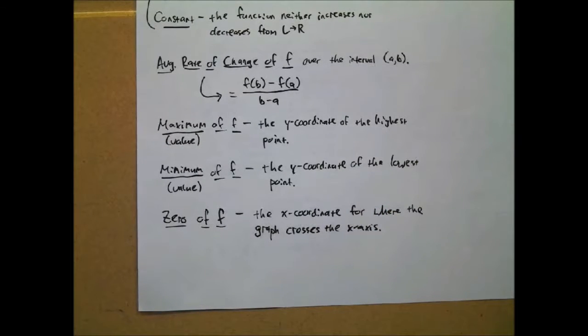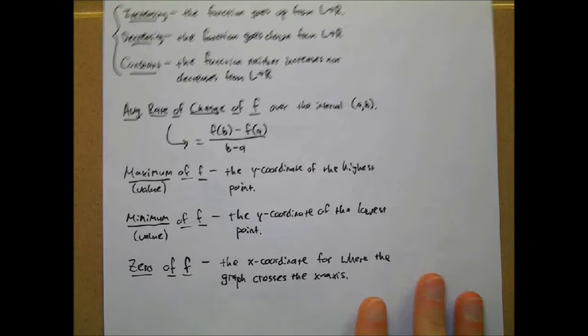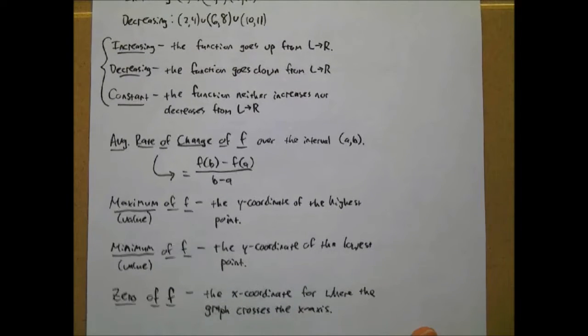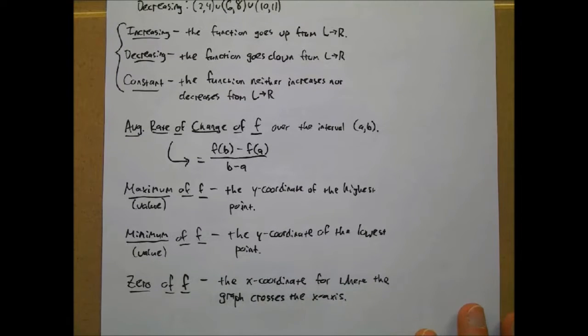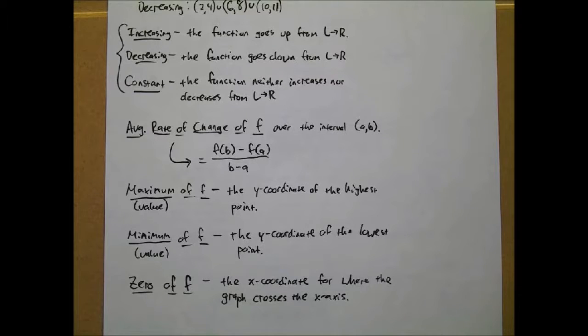All right. So, that's all of our vocabulary there for that. And so now we'll just do a couple examples. A lot of vocab here we talked about: increasing, decreasing, constant, average rate of change, maximum, minimum, and then the zeros as well.